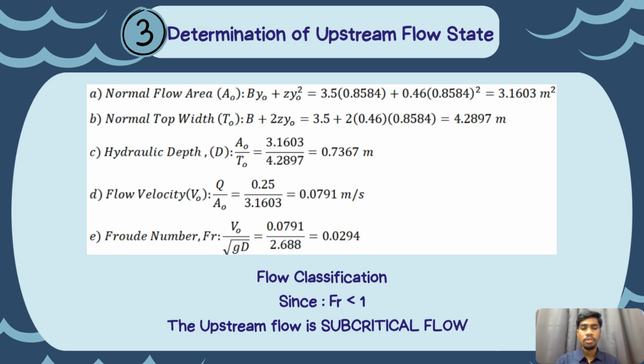So the D is 0.7367 meter, and for the flow velocity, VO equals Q over AO, which is 0.25 over 3.1603. So the VO is 0.0791 meter per second, and the Froude number equals VO over square root of GD, which is 0.0791 over 2.688. So the Froude value is 0.0294, and for the flow classification, since 0.0294 is lower than 1, the upstream flow is subcritical.